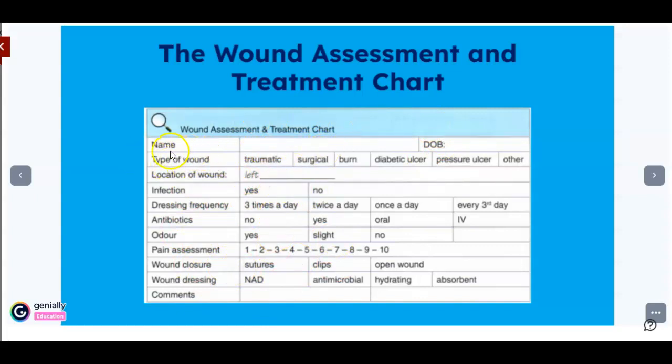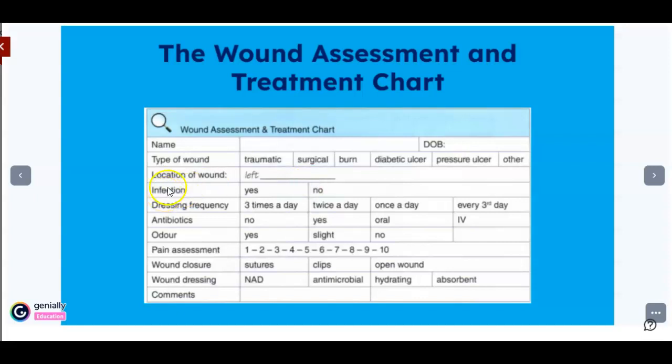So first, we're going to talk about the type of wound. If it is traumatic, because someone was hit, because, I don't know, you crashed against something. Surgical, obviously after a surgery. Burn, this is obvious. Diabetic ulcer, pressure ulcer, or any other. Then the location of the wound. Well, in this case we have left because this is part of an activity, but it could be whatever place, the abdomen, the back. Do you remember when we checked the parts of the body? Yes, you're going to use them here.